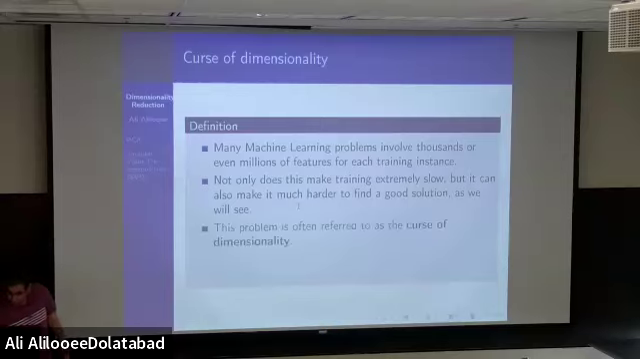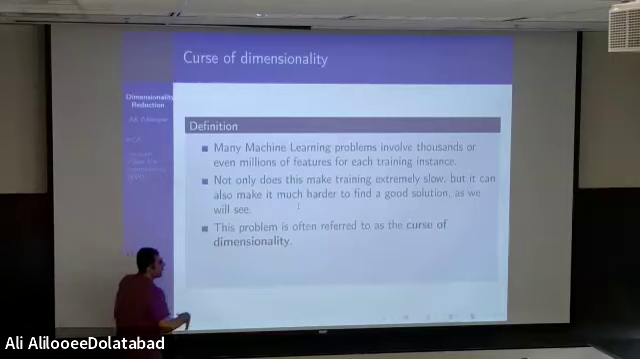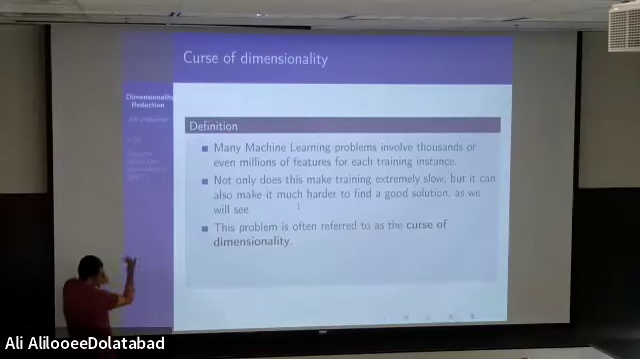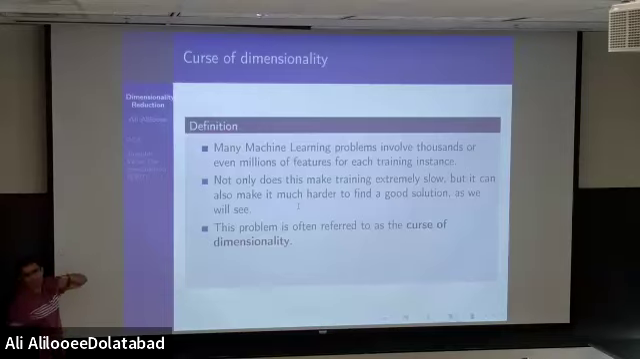Therefore, a very good question is how we can ignore part of the features that we have. How can we say which features are more important for us and we keep them, and which features are not very important, so we can skip them. This problem is always referred to as the curse of dimensionality. When we say curse of dimensionality, it means that we want to fix the issue of dimension and understand which features are more important than others.